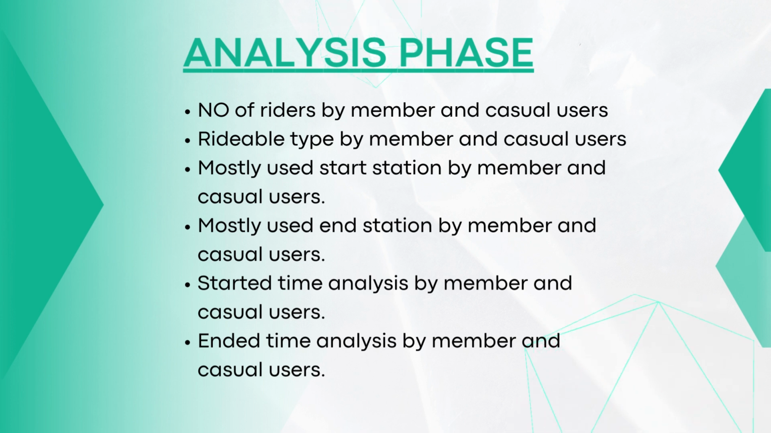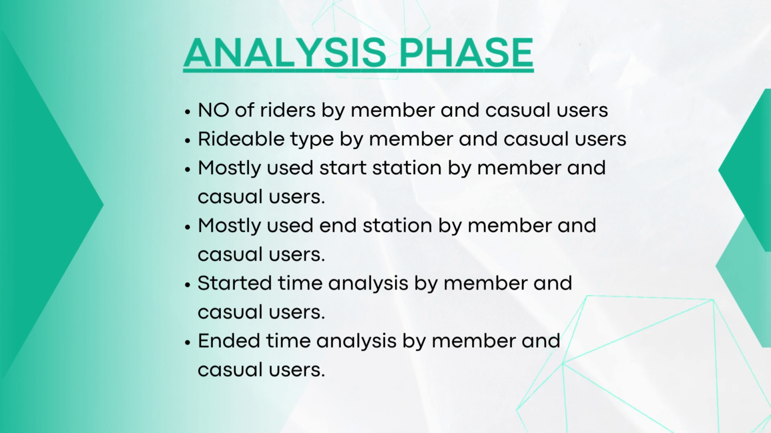Firstly, we can define the number of riders by member and casual user, like how many riders are member users and how many riders are casual users. And then we define rideable type by member and casual users, like which rideable type is most famous among casual users or which rideable type is most famous among member users.